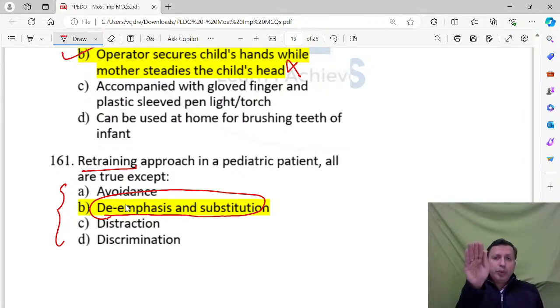See, if the intrusion is palatally, then we'll go for the extraction of the primary tooth, because we don't want any damage to the permanent tooth bud.